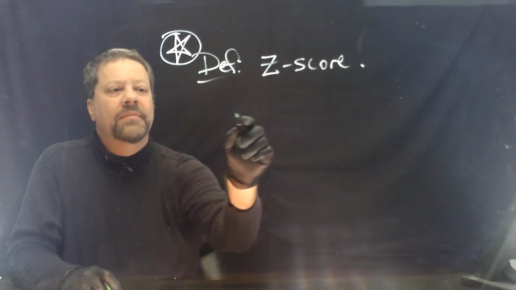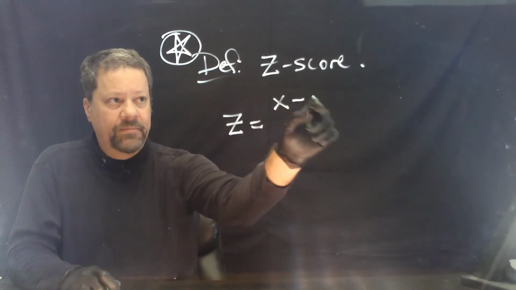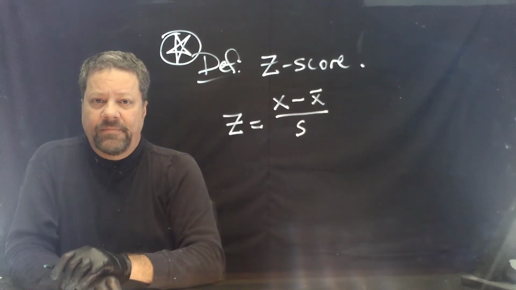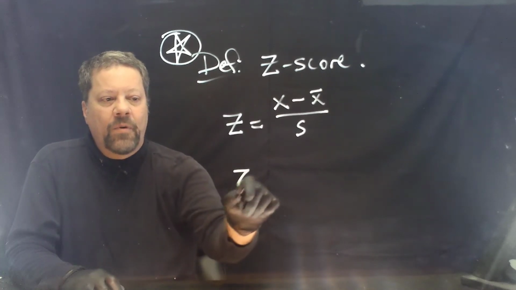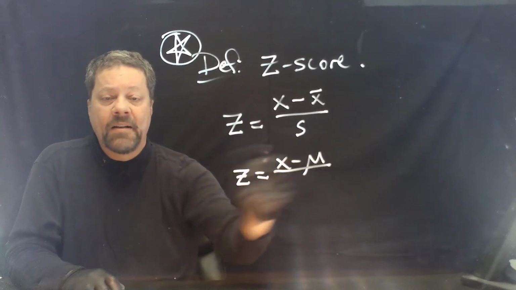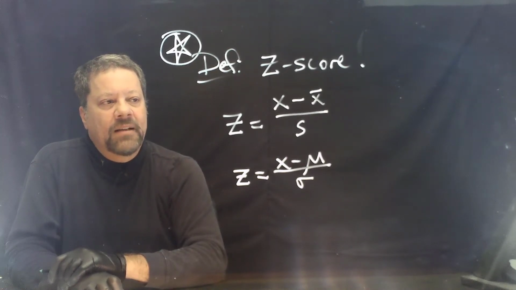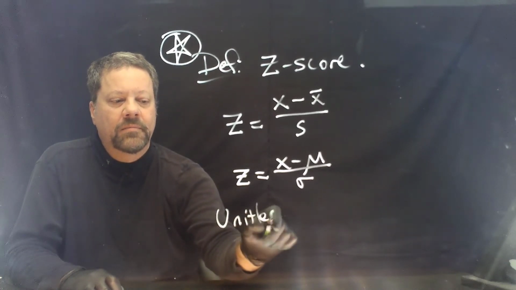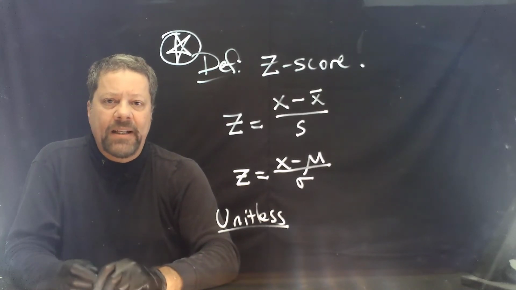A very important concept for what comes later in the course is something called the z-score of a data point. The z-score is the difference between the data value and the mean divided by the standard deviation. And I guess that's for sample data. For population data, it's the data value minus the population mean over the population standard deviation. These are your z-scores. These are unitless. What they measure is the number of standard deviations a data point is from the mean.